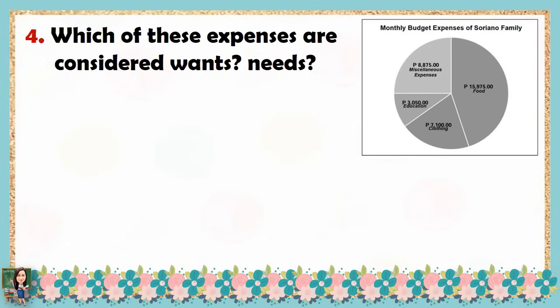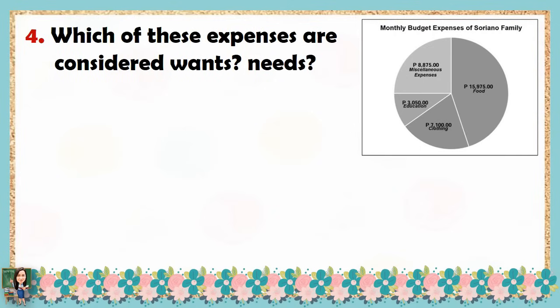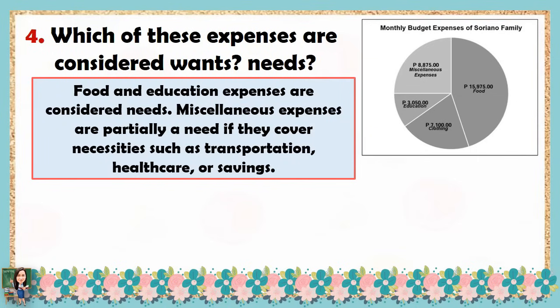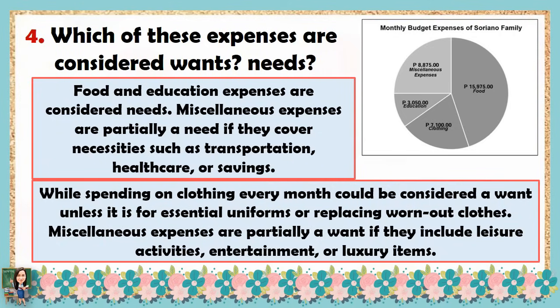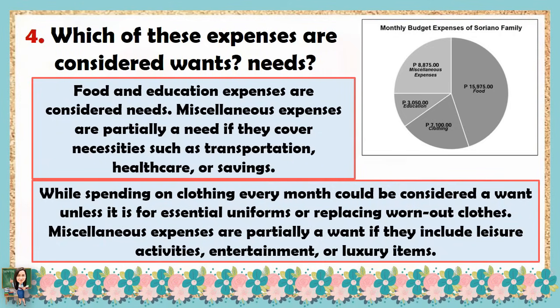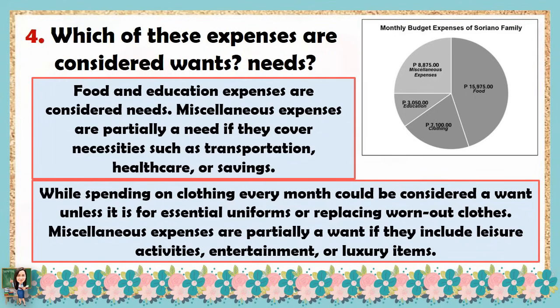Fourth question, which of these expenses are considered wants and considered needs? Here is my answer. Food and education expenses are considered needs. Miscellaneous expenses are partially a need if they cover necessities such as transportation, healthcare, or savings. While spending on clothing every month could be considered a want unless it is for essential uniforms or replacing worn-out clothes. Miscellaneous expenses are partially a want if they include leisure activities, entertainment, or luxury items.